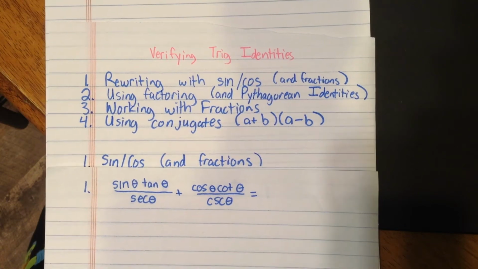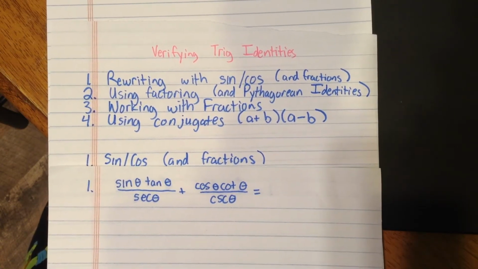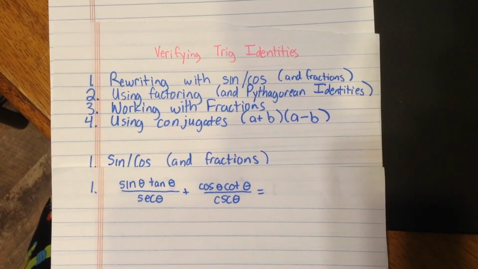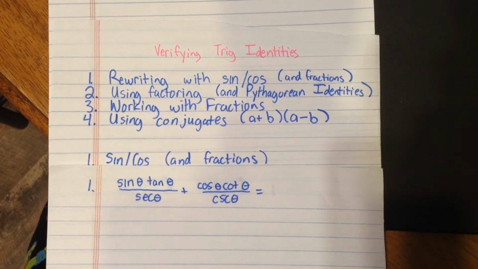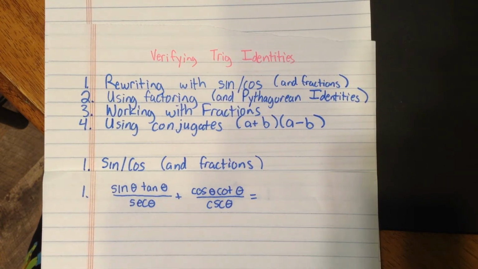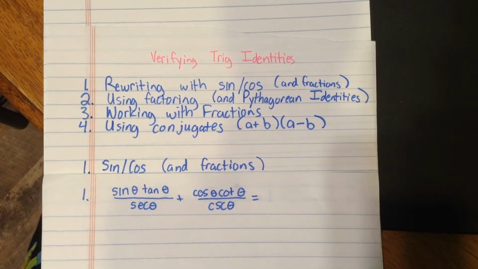Okay, this is verifying trig identities, and what I'm giving you here are four of the most basic but also some of the more complicated problems that we can run into, and ways that we can get around and use these methods to solve. So the first one I have is rewriting with sine and cosine.